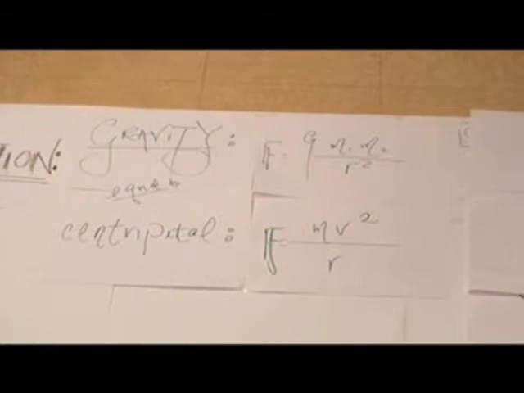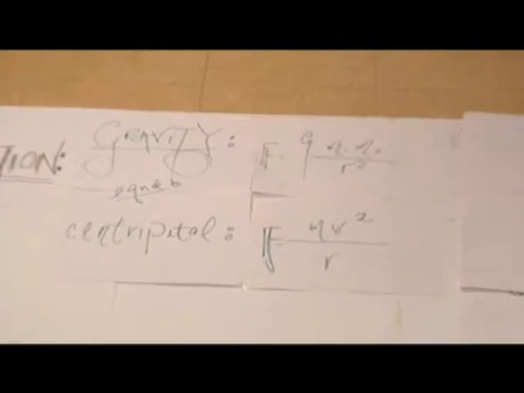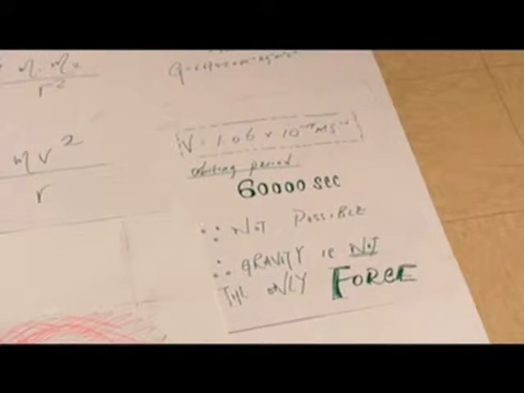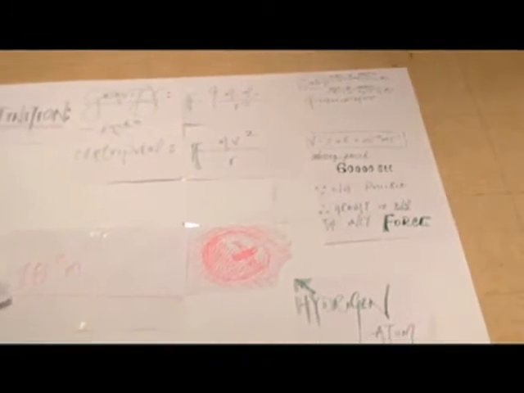Using these two formulas and substituting the numbers, the velocity of the electron surrounding the proton is 1.06 times 10 to the negative 14 meters per second, which means it takes around 60,000 seconds to perform one revolution. It's not reasonable, and so we proved a new force also contributes to the centripetal force.